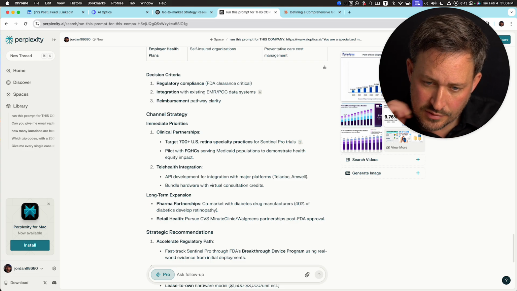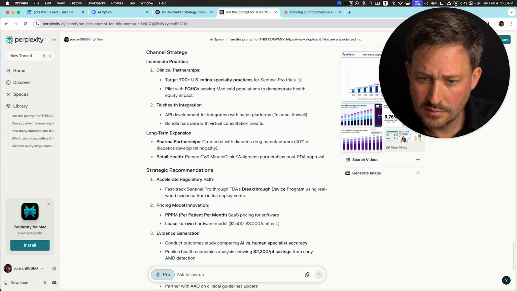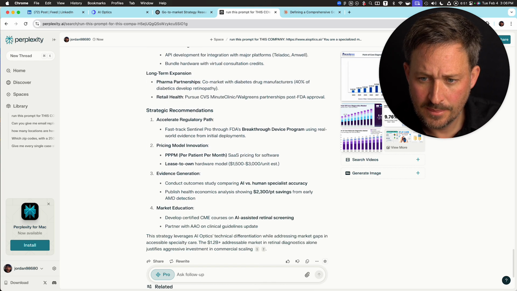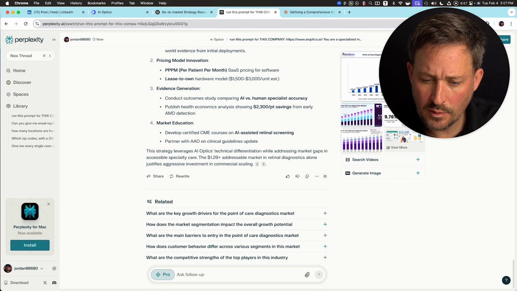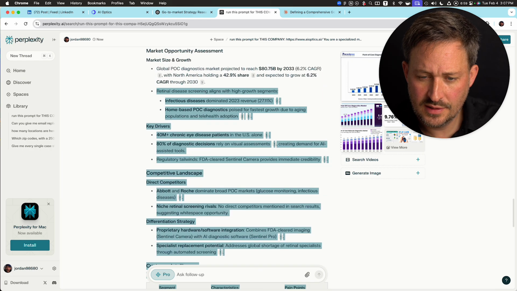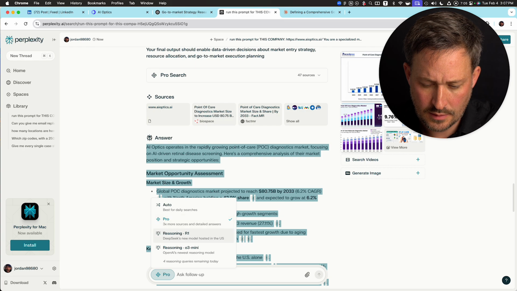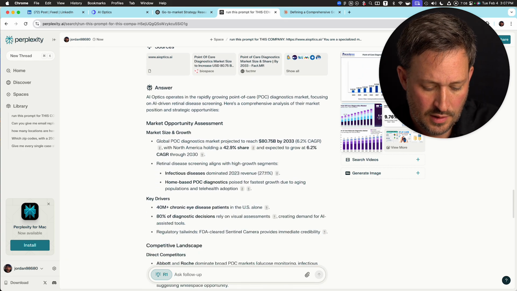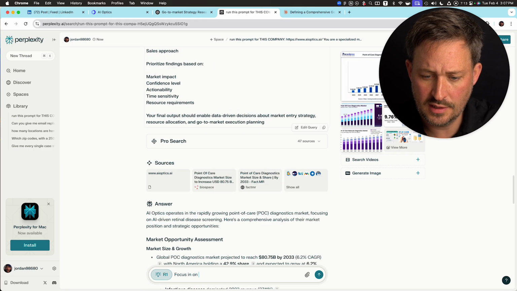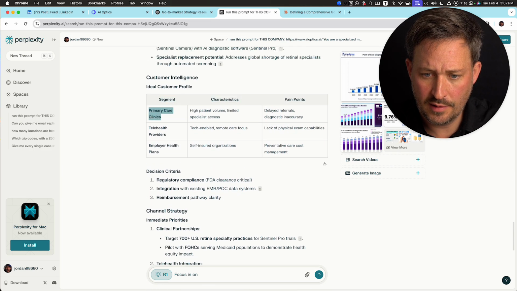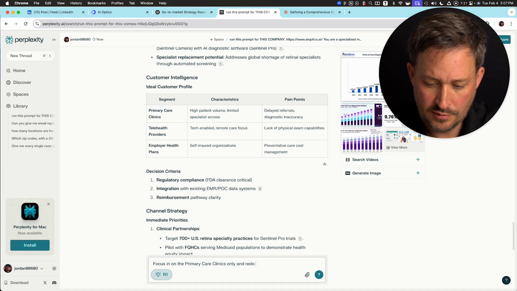Integration, oh, that's really interesting. Clinical partnerships, telehealth, don't want to do that. Don't want to do pharma partnerships. Okay, so the thing is that this is just too small. Let's see, we're going to focus in on just the primary care clinics. Focus in on the primary care clinics only and redo this research.